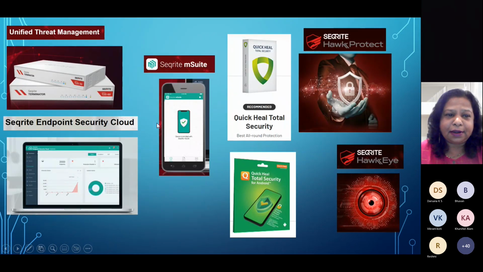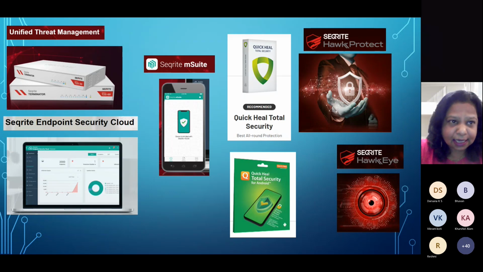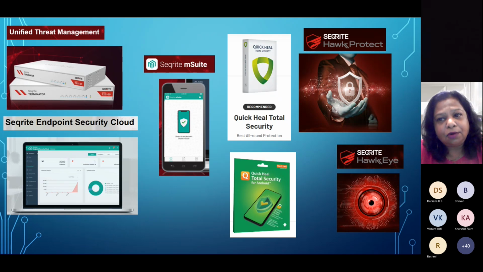So as you can see on the screen, our security products are for different types of devices. That is for Android phones, desktops, laptops, endpoints, and home devices as well. Unified Threat Management is for the security of home devices, SecureWrite Endpoint Security Cloud is for endpoints and laptops. Mobile Security and Total Security is for Android phones and desktops. For desktop, we have Quick Heal Total Security. For network devices, we have Hawkeye Protect Range. So some of the products only I have displayed here.